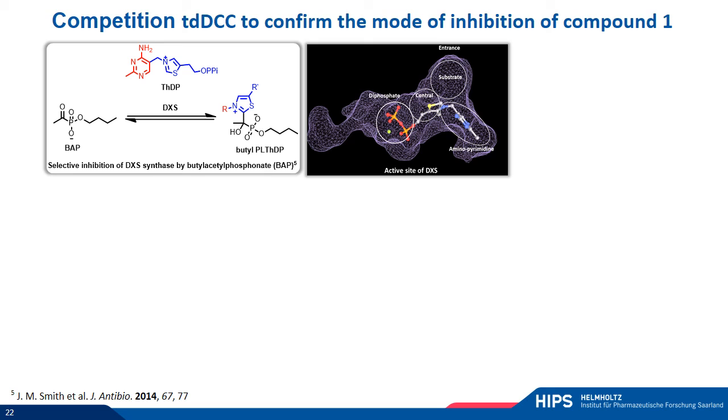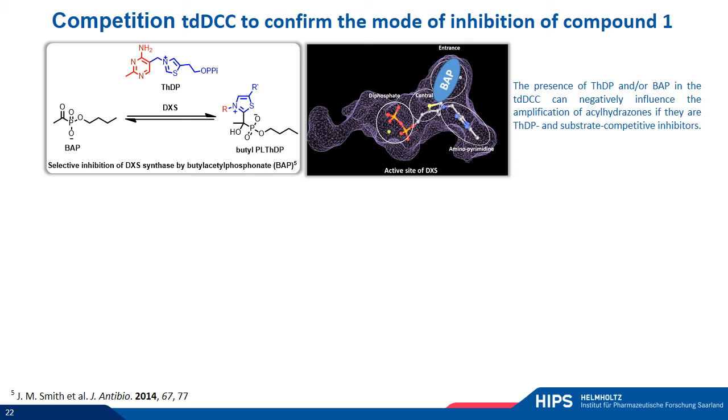So here we thought that we can also use DCC to confirm the mode of inhibition of compound 1. In the literature, it's known that butyl acetyl phosphonate, which is BAP, binds in the active site covalently to the thiamine diphosphate. And the presence of this thiamine diphosphate or BAP in the DCC will negatively influence the amplification of acylhydrazones if they are a substrate or thiamine diphosphate competitive inhibitors.